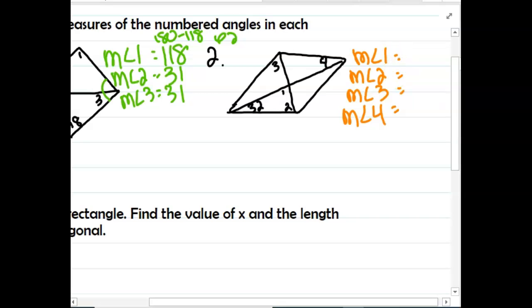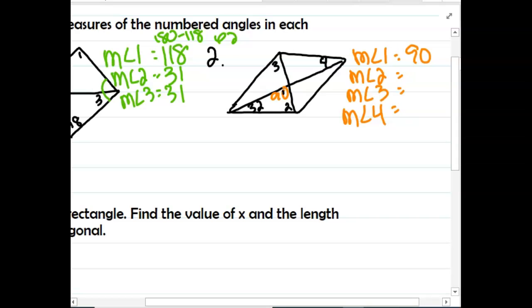Now, starting with the measure of angle 1, you should be able to find the measure of angle 1 without doing any calculating whatsoever. Luke? It's 90. How do you know that so fast? Because theorem 6-13 says that if it is a rhombus... Exactly. Theorem 6-13 says the diagonals of a rhombus, which they tell me it's a rhombus, are perpendicular, which means the measure of angle 1 is 90.